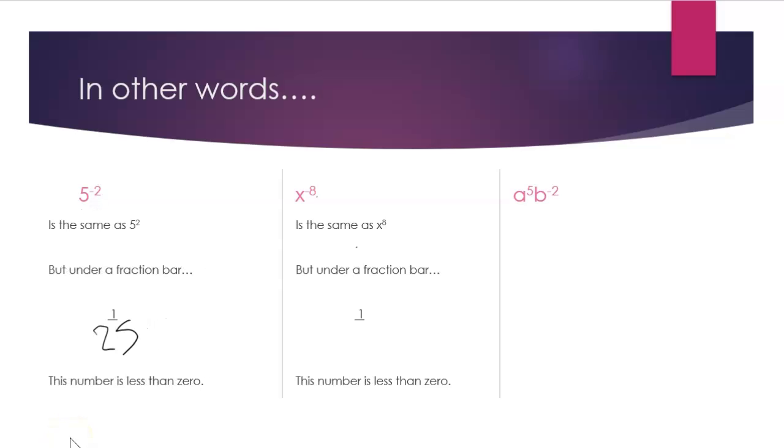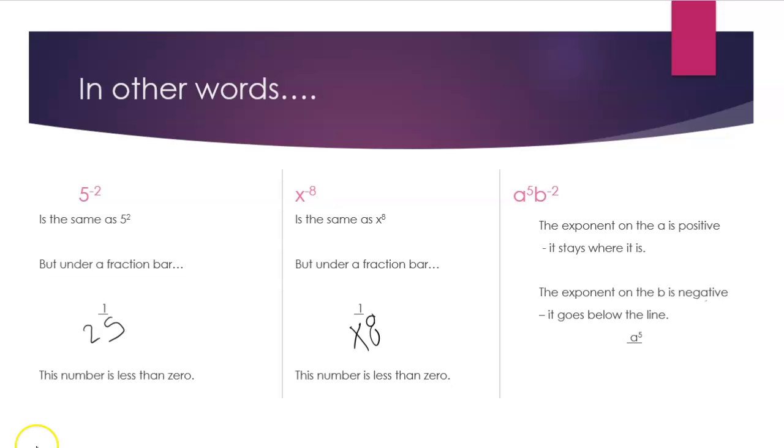And x to the negative 8 is the same as x to the 8th, but it's under a fraction. It is smaller than 1. And if there's a positive exponent and a negative exponent, the positive exponent stays where it's at. If it's on top, it stays on top. If it's on the bottom, it stays on the bottom. The negative exponent is the one that moves. So a to the 5th, b to the negative 2, is going to be a to the 5th over b squared.